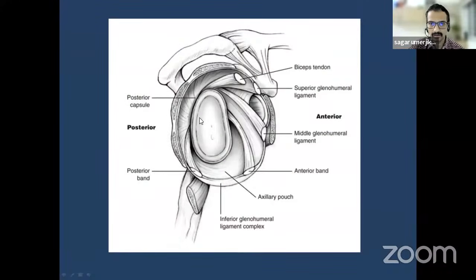This is one more sagittal image wherein we can see the glenoid and the surrounding soft tissue. This is the anterior portion, this is the posterior portion. There are a few important structures I want to highlight: the three ligaments on the anterior and the inferior side, the superior glenohumeral ligament, the middle glenohumeral ligament and the inferior glenohumeral ligament complex. The inferior glenohumeral ligament complex has three parts: the anterior band, the axillary pouch as well as the posterior band. Together these are very important for giving good support on the inferior and the anterior side to the humeral head.